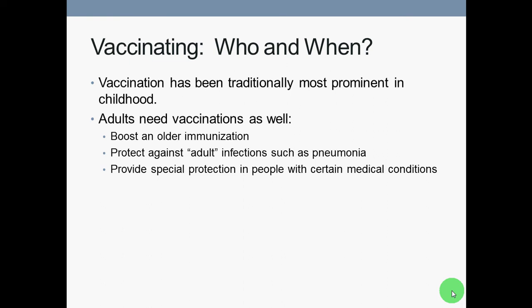Adults also need vaccinations against other diseases that are not necessarily childhood diseases, but are adult infections like pneumonia. These are things that adults are more prone to than children. And other things too, like for example shingles. Shingles is more considered a disease of older adults because it's a reoccurrence of the chickenpox virus.